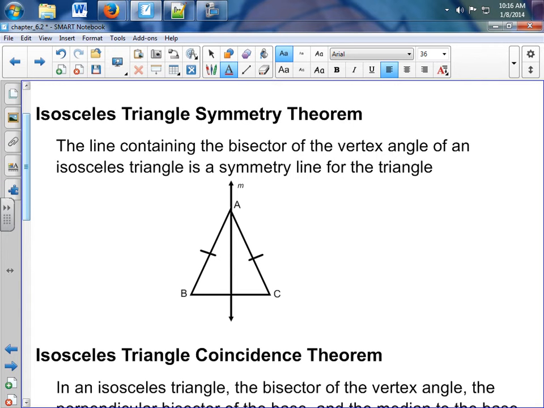Okay? This becomes the line of symmetry. What does that mean? If I fold it over, they perfectly match up. Okay? This is the line of symmetry. The line is M. A, B, C. Remember your base angle, vertex. Opposite side is your base. So M, the line that cuts through A, is also the line of symmetry.